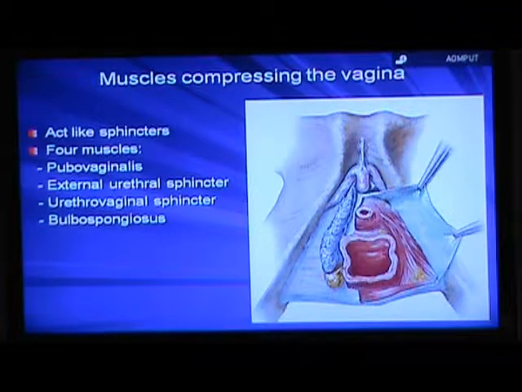The muscles which compress the vagina act like sphincters. We can find 4 muscles which compress the vagina: the pubovaginalis, the external urethral sphincter, the urethrovaginal sphincter, and the bulbospongiosus. I'm so sorry, the bulbospongiosus.